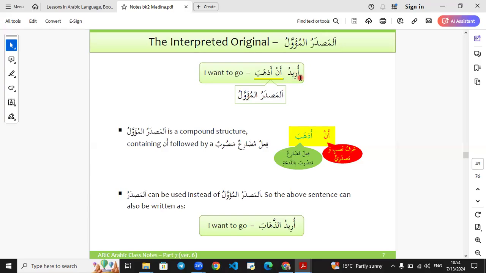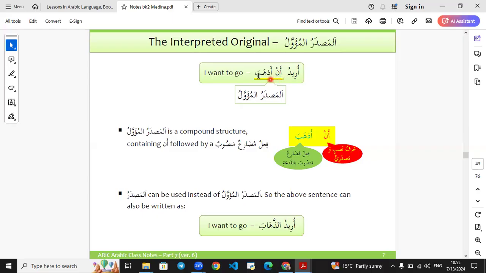Uridu here, this is a jumla fi'liya. So it's a jumla fi'liya. We said fi'l mudari' marfu' bi damma zahira, and where is the fa'il? Fa'il mustatir taqdiruhu ana.